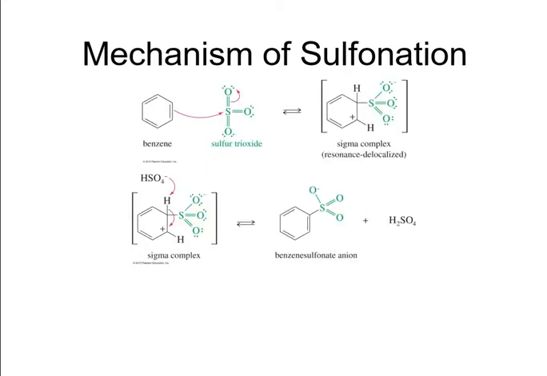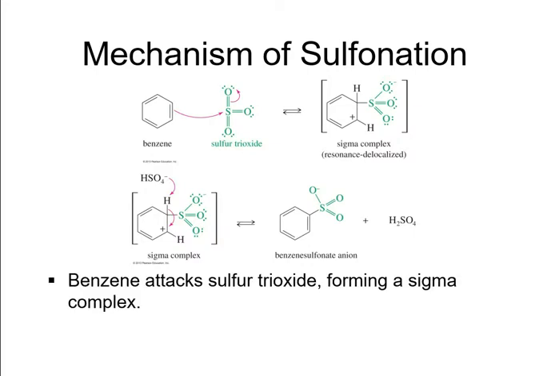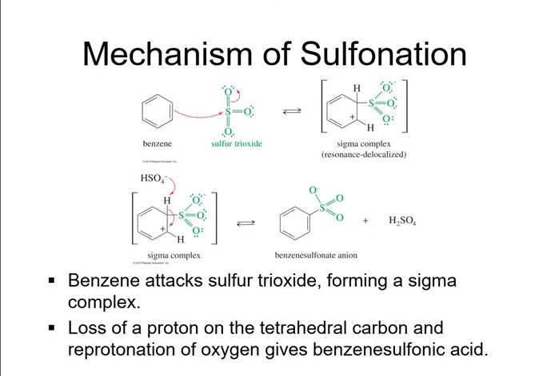Okay, so the mechanism: the pi bond attacks the sulfur trioxide, forming the sigma complex. You can do the resonance. We didn't draw it here because you already know it. And then the bisulfate ion plucks off the hydrogen, reforming the aromatic compound, putting the sulfonic acid, which then eventually gets protonated by the sulfuric acid. Okay, and this is exactly what I just said.